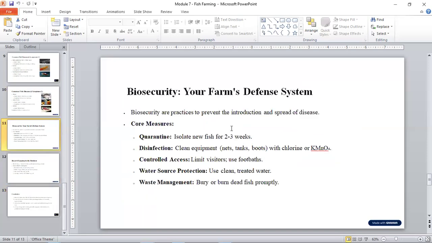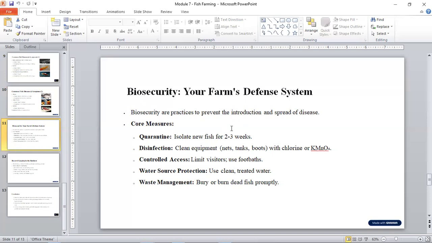Biosecurity. What is biosecurity? Biosecurity is the set of practices to prevent the introduction and spread of disease on the farm. And the core measures include quarantine. You have to quarantine. That is, you isolate new fish for a period of like 2 to 3 weeks. Then another way is disinfection. You clean the environment, nets, tanks, and pools with chlorine or KMnO4.